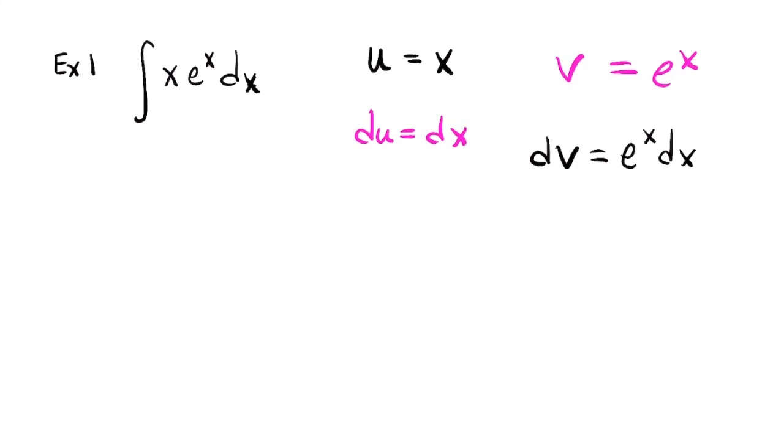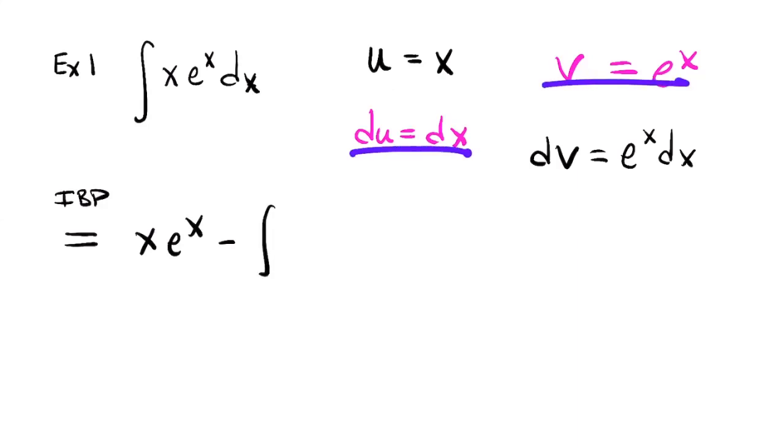All right, and now, did you write it down? I'll just write its initials over the equal sign. I'm going to use the integration by parts formula. The integration by parts formula says I should take u times v, that's x times e to the x, and subtract the integral of v du. That's e to the x dx.